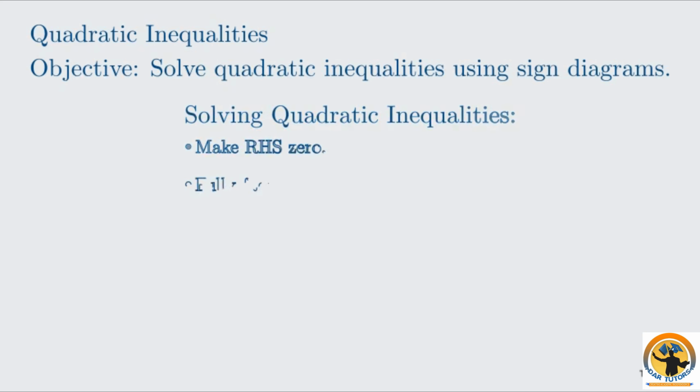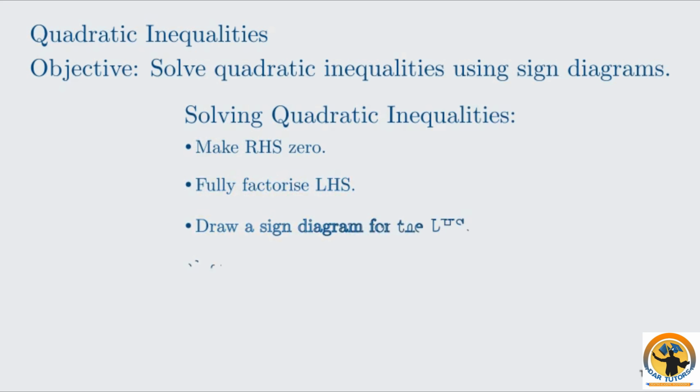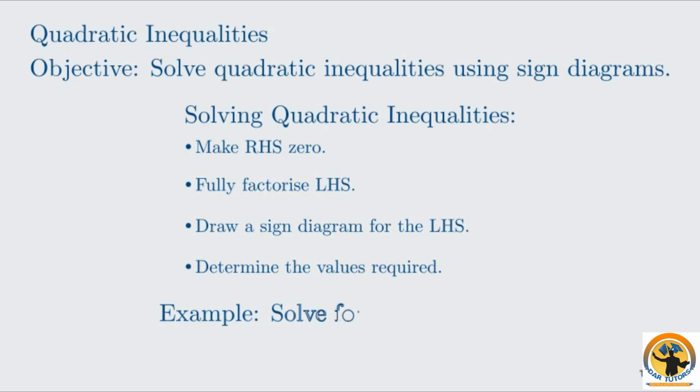Second, fully factorize the expression on the left-hand side. Third, draw a sign diagram. And finally, use the diagram to determine the values that satisfy the inequality. Let's apply this to solve the inequality 3x squared plus 5x is greater than or equal to 2.